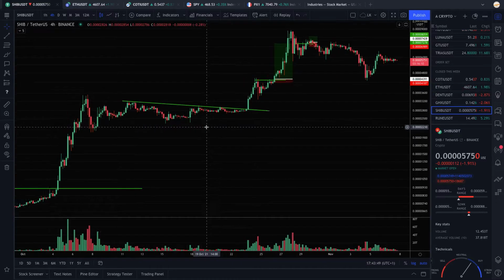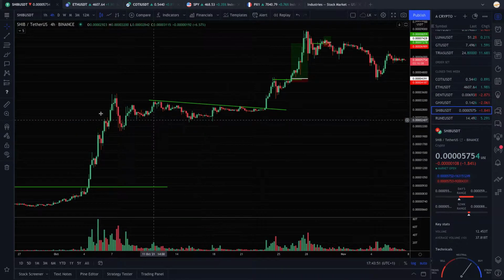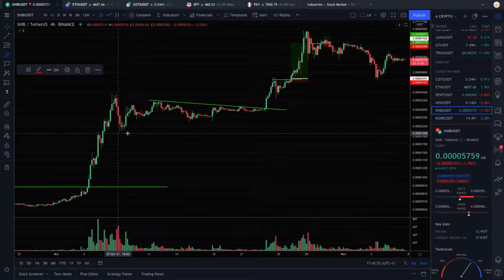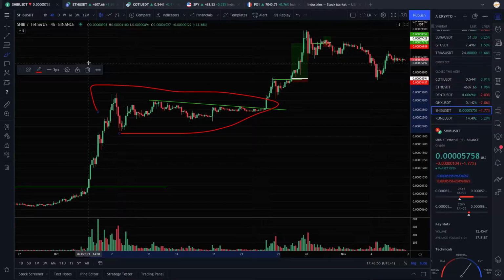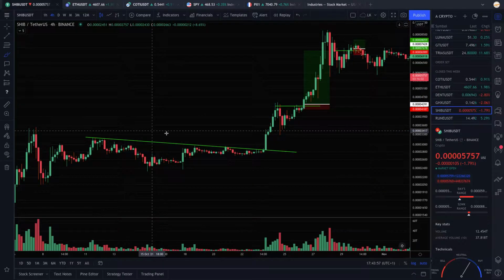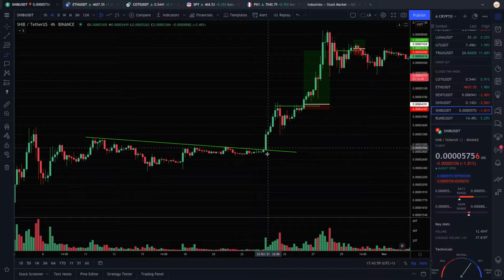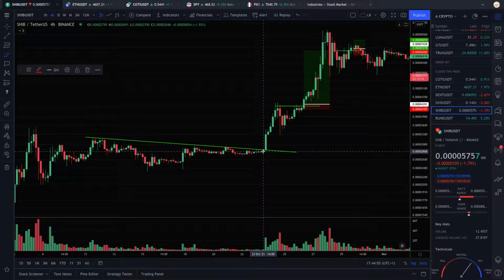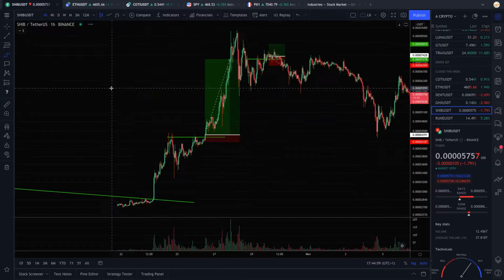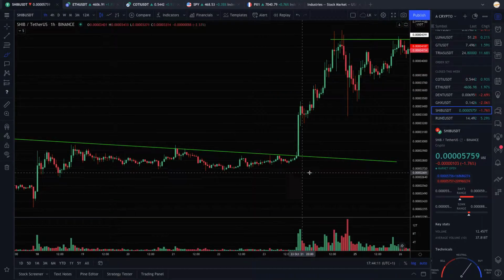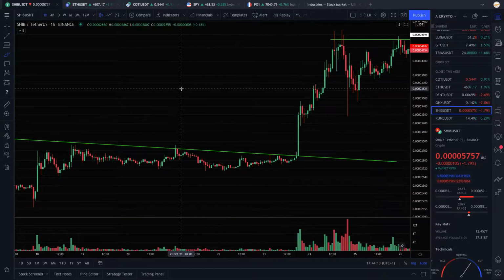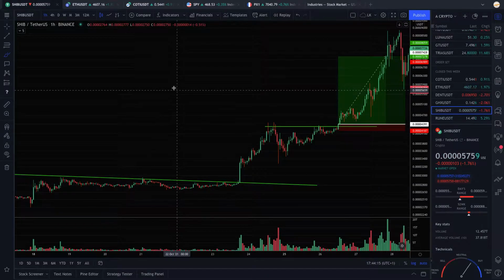So I saw this consolidation pattern, and I was ready to enter when the price breaks this area right there. Unfortunately, the breakout was too strong, too fast, so I could not enter. There was no possibility for me to enter. Even on the 1-hour chart, if you zoom in, it was not possible to enter. You see the price spiked up so fast that there was no way to enter in a safe way.